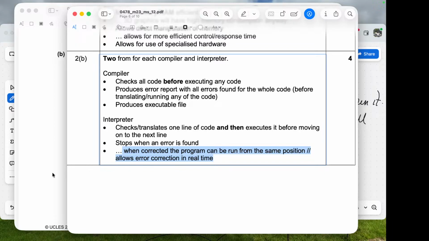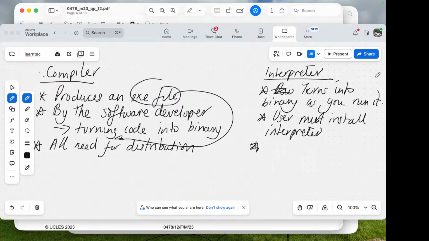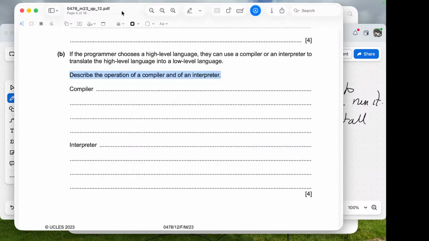So that's it for those two. If we just have a quick look at the question again. Yeah, so it says describe the operation of it. So I probably went into a bit too much about distribution, but that's fair enough.